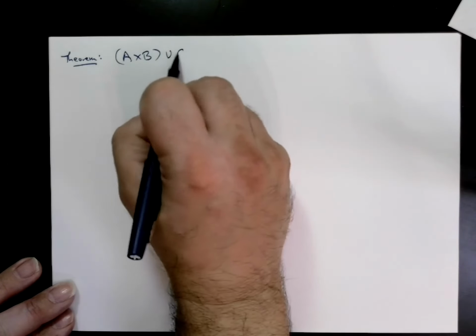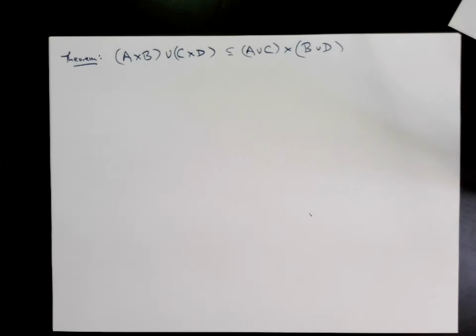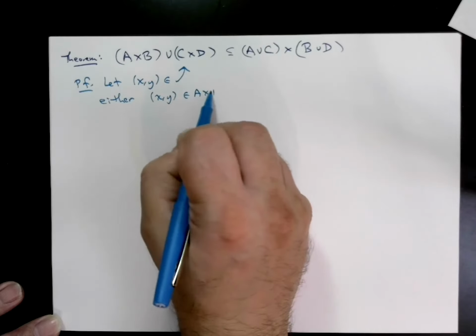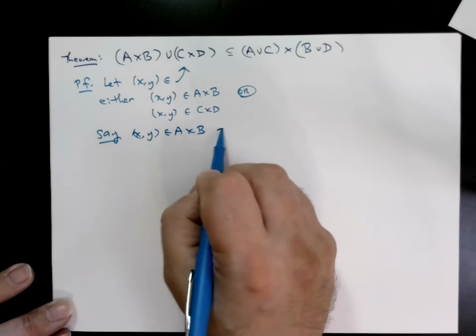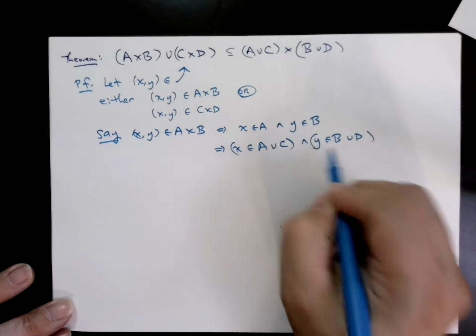We have another theorem. The statement is complicated, but it's a useful theorem. It says that the union of A times B and C times D is a subset of the product of A union C and B union D. Let's prove this. Take the pair XY in the union on the left-hand side. That means that XY is in A times B or it's in C times D.